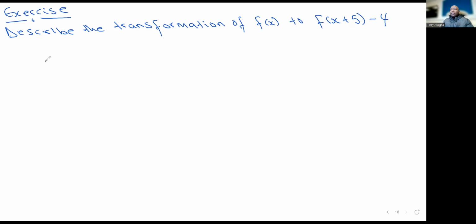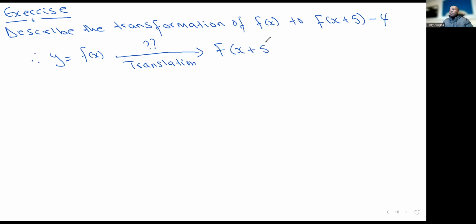So what they are saying is that we have y is equal to f of x. Okay, it underwent a translation. But we don't know what type of translation, but the final answer we got was f of x plus 5 and minus what? 4. What do you think happened there?